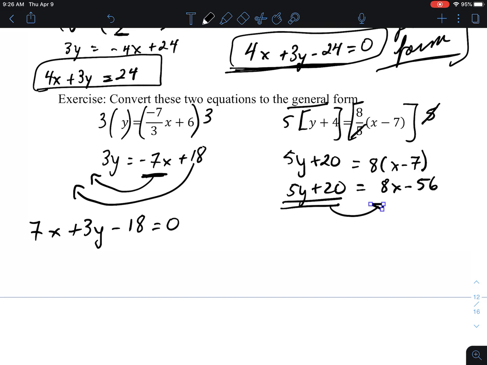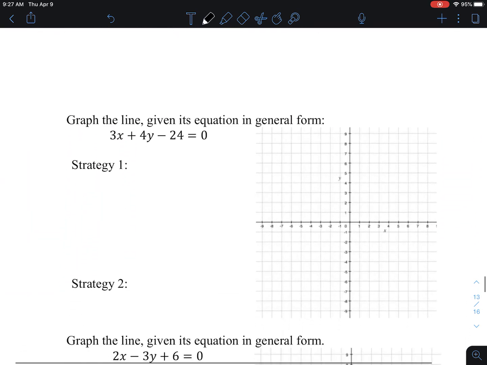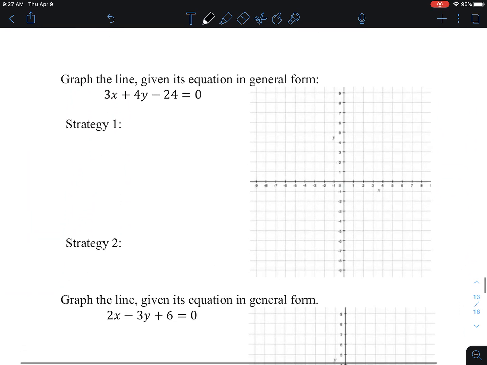And now you can see this time I'm going to move these two over here because the x value is already positive. I don't want to move it. So I'm going to go minus 5y minus 20, minus 5y minus 20. This side is 0, 8x minus 5y, and then I'm going to put these two together, minus 76, and there's my equation in general form. So I hope you got that one as well.